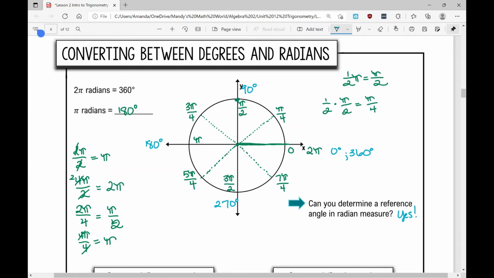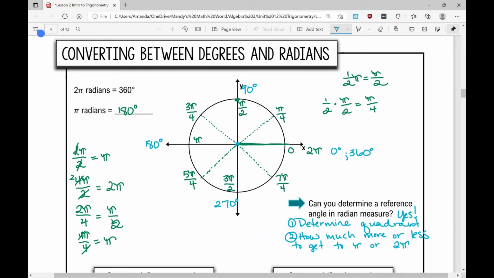Yes, you can. The first thing you're going to do is determine the quadrant, right? Are we in quadrant 1, 2, 3, or 4? And then, how I like to think about it, is how much more or less to pi or 2 pi. You can always subtract. How much more or less do you need to get to pi or 2 pi? If we look at all the way around, that is 2 pi, halfway around is pi.